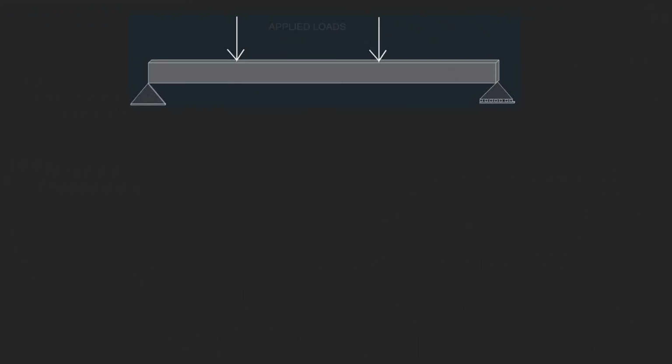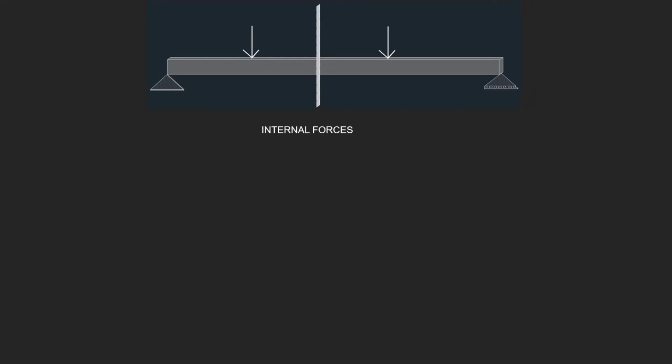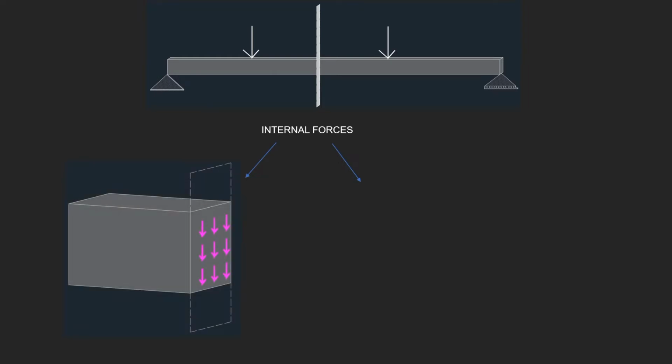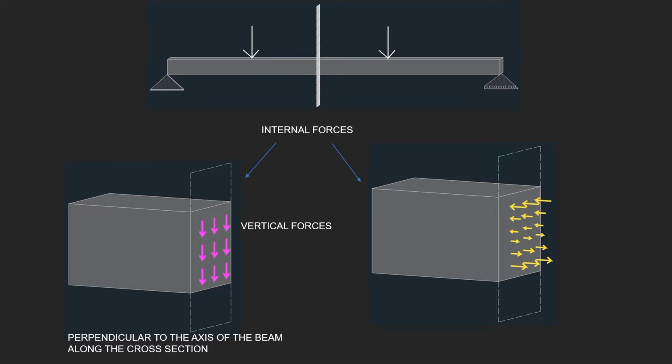When a beam is loaded, internal forces will develop in it to maintain equilibrium. Let's consider a section at this location. The internal forces developed will have two components. First, we have the vertical forces oriented along the cross section, or perpendicular to the axis of the beam. Next, we have normal forces oriented along the axis of the beam, perpendicular to the cross section. The resultant of these vertical internal forces can be termed the shear force.